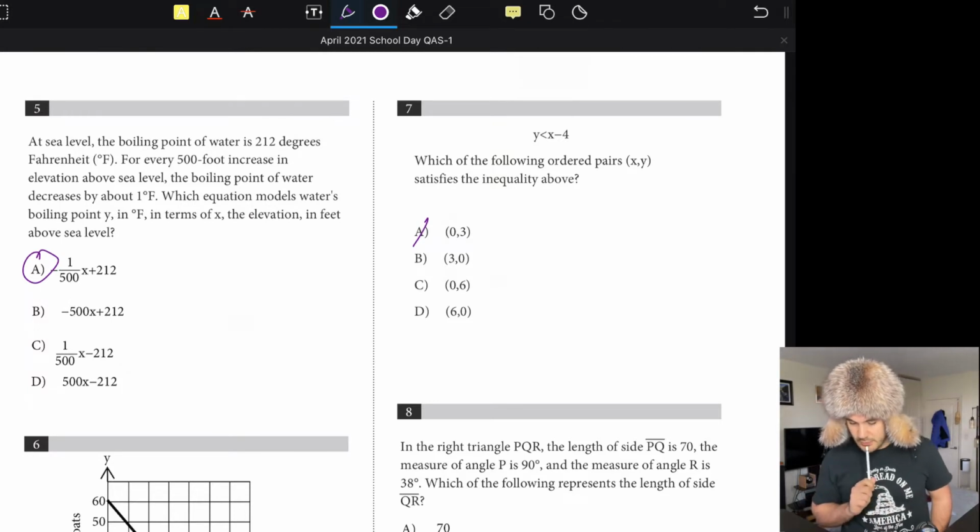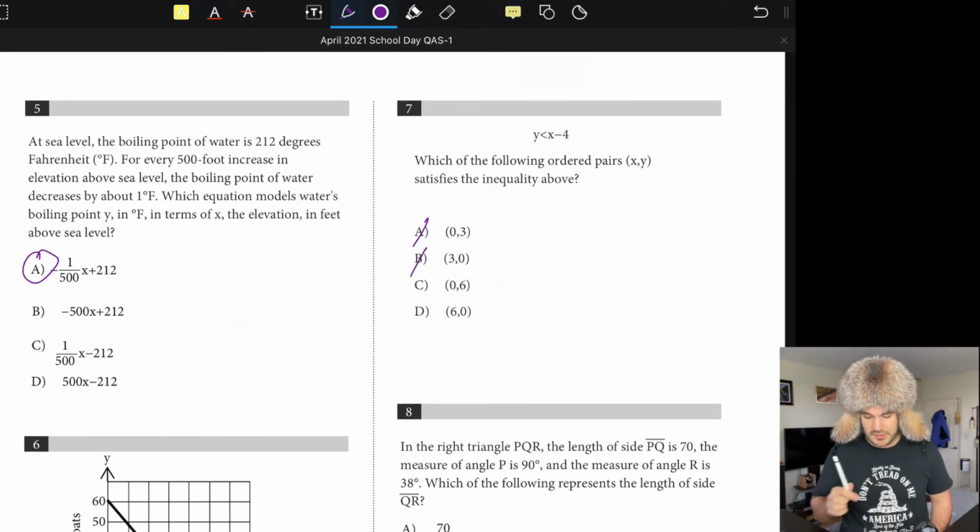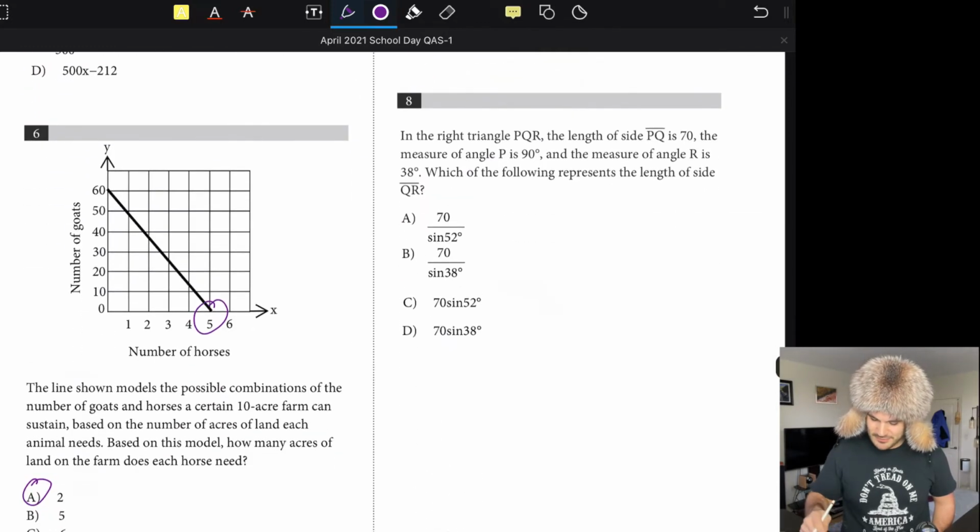B, is 0 less than 3 minus 4, no, because it's going to be bigger. C, is 6 less than 0 minus 4, no. And D, is 0 less than 6 minus 4, yes, 0 is less than 2. So D is going to be the answer.